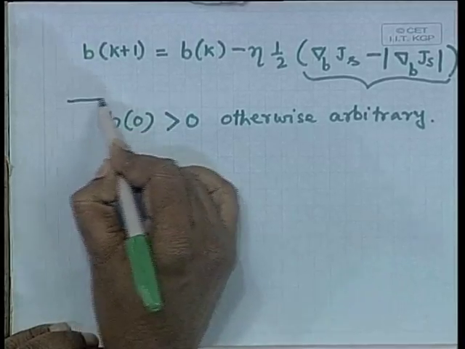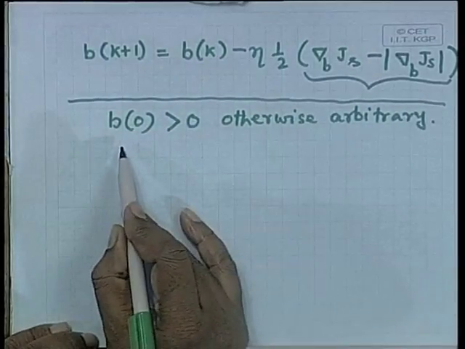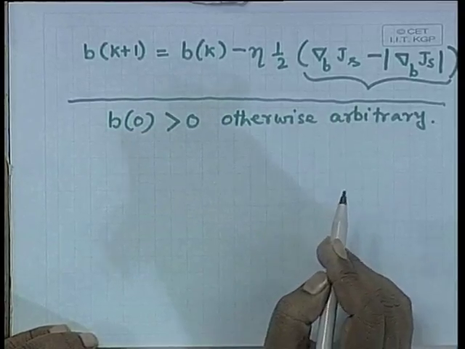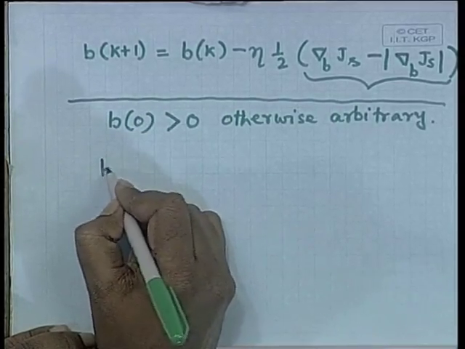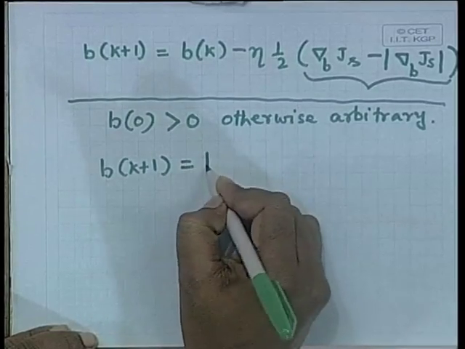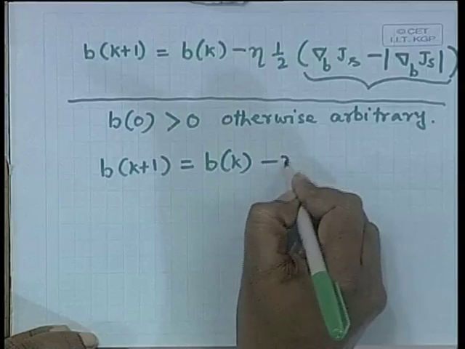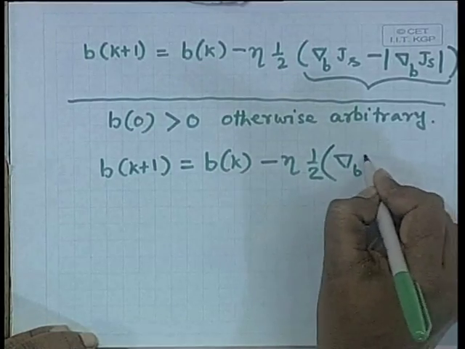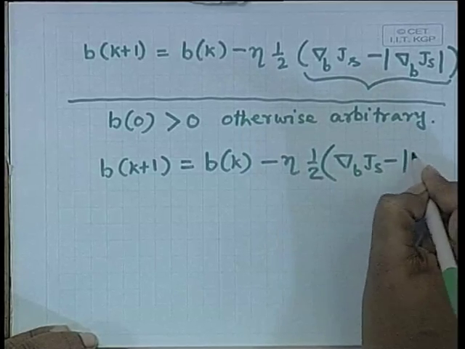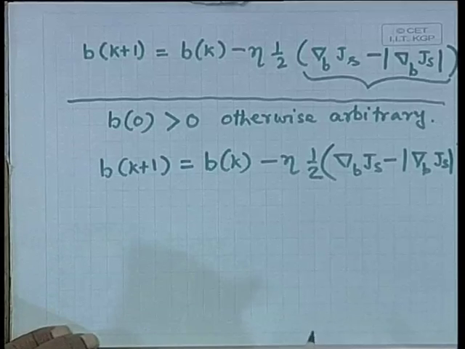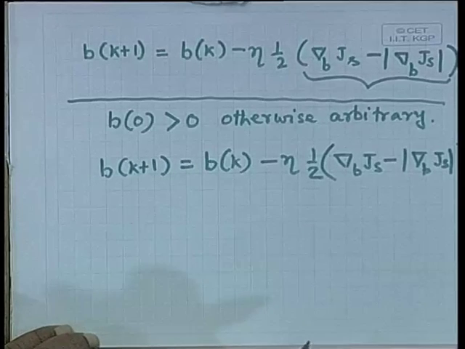Is that okay? So, the iterative algorithm will be something like this, that B 0 will be greater than 0, which is initially chosen, but otherwise it is arbitrary. And at every step, B k plus 1 will be B k minus eta times half of the gradient of J s with respect to B minus the modulus of the gradient of J s with respect to B.